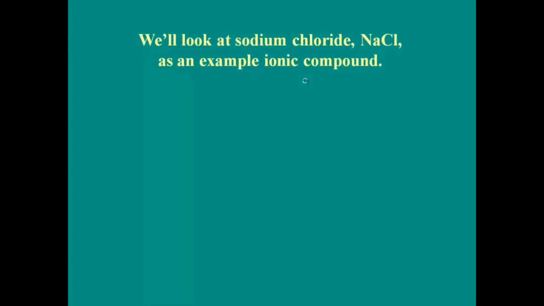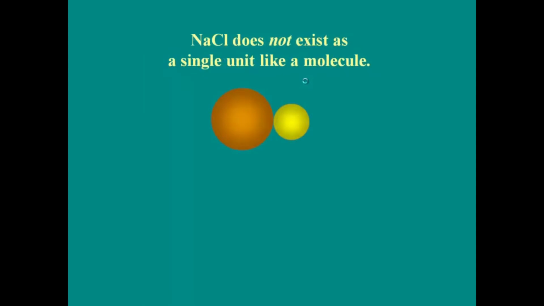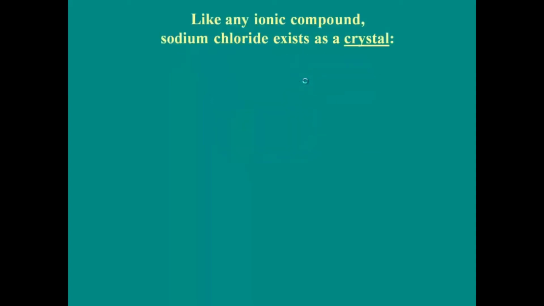This will be our example ionic compound. NaCl does not exist as a single unit like a molecule, and this goes for all ionic compounds. So this would not be a valid way to represent sodium chloride. And like any ionic compound, in the solid state, sodium chloride exists as a crystal.